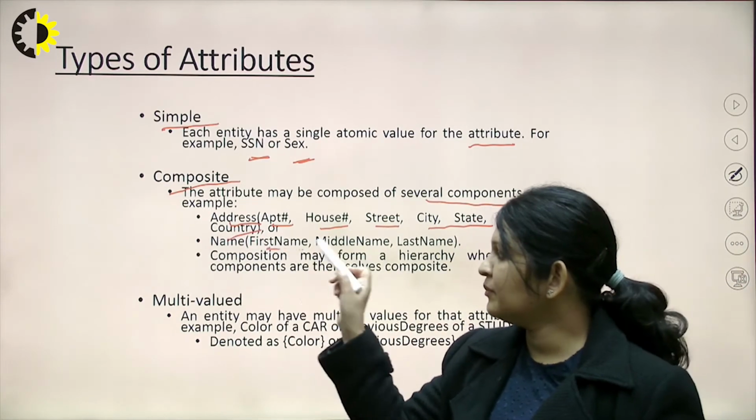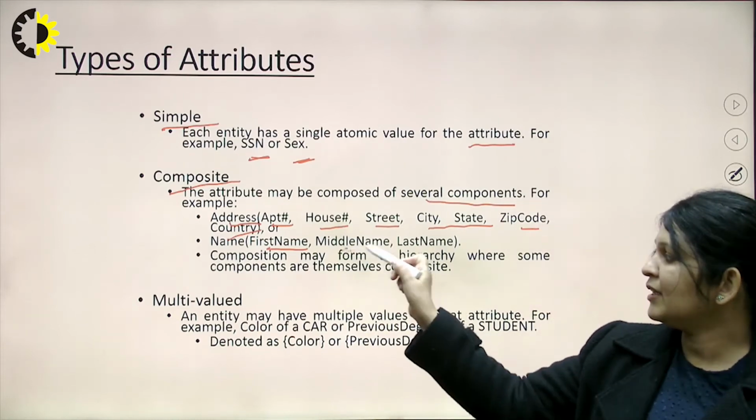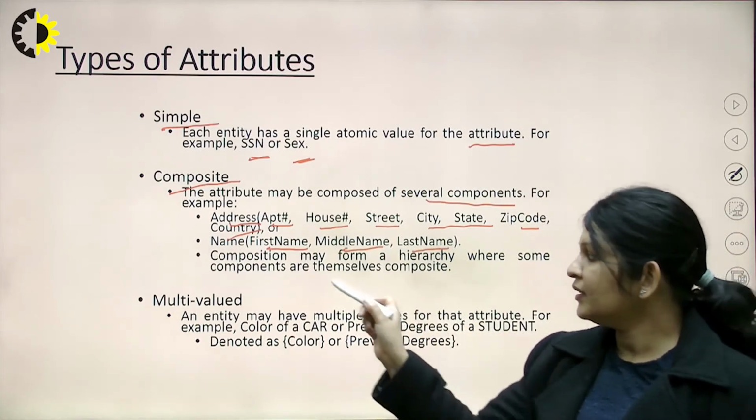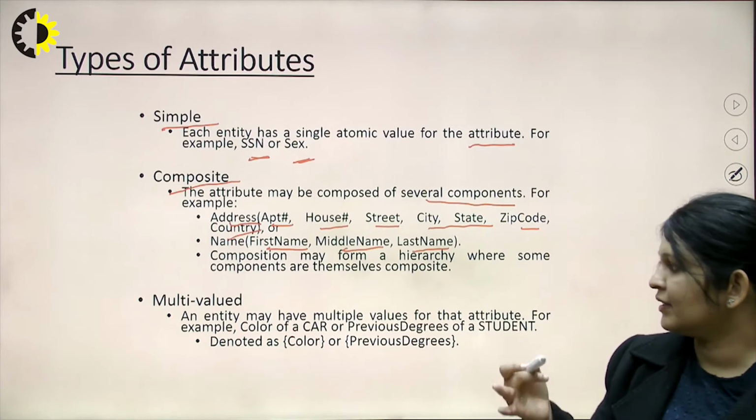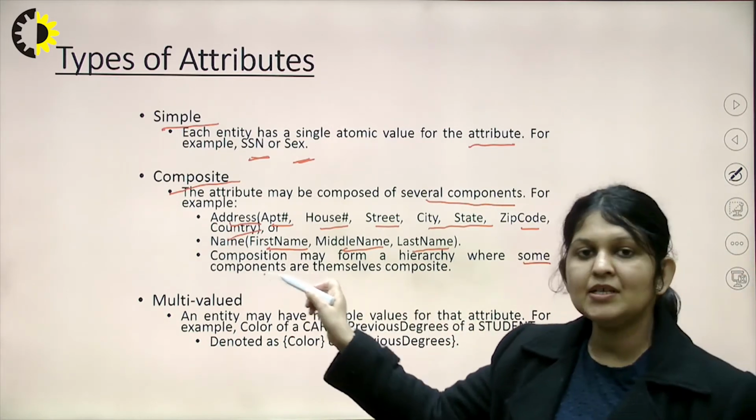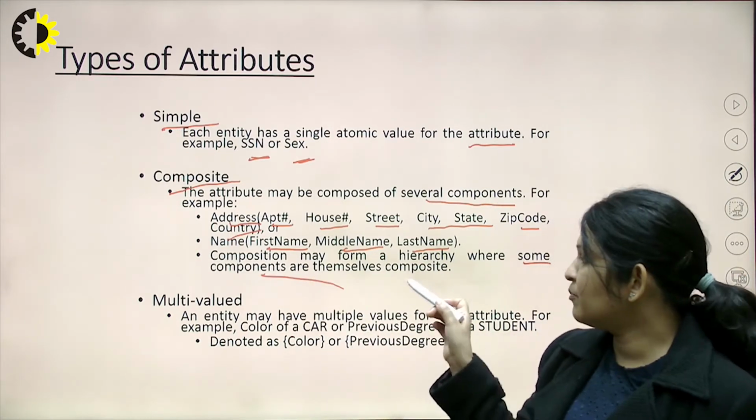Then name can be first name, middle name, last name. Then composition may form a hierarchy where some components are themselves, further, composite.